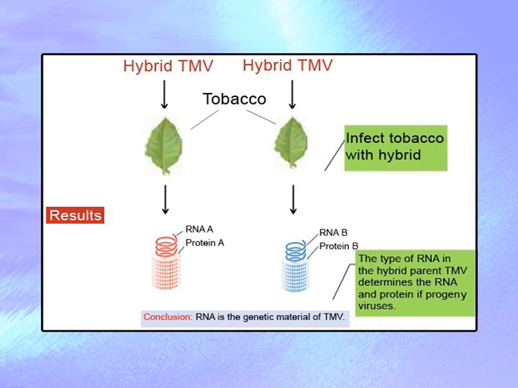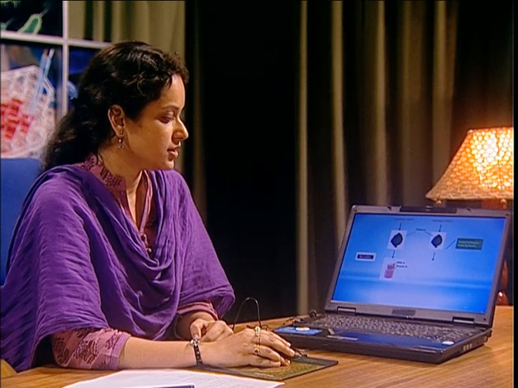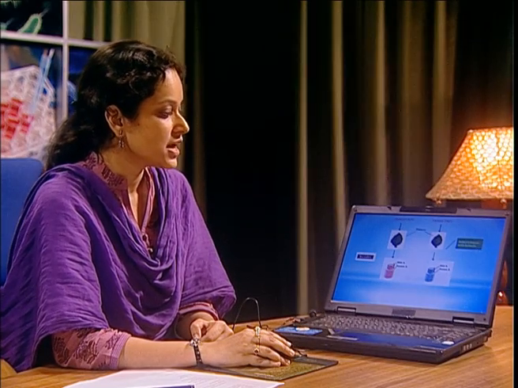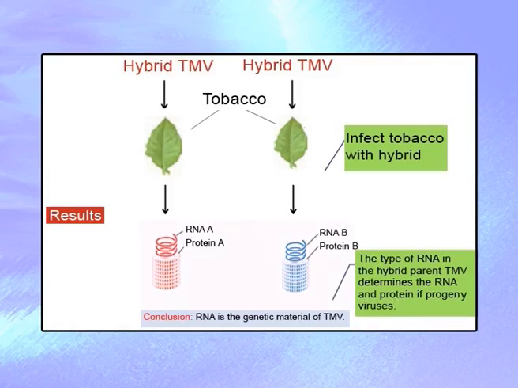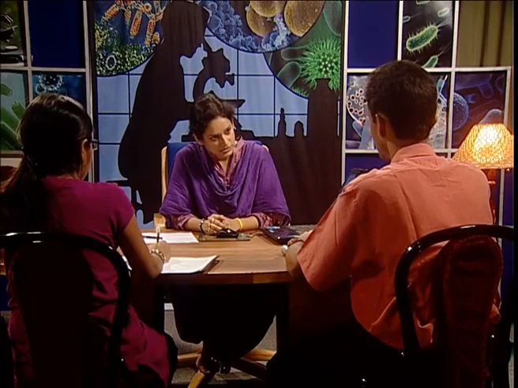On close examination of the progeny viruses, they found that it is the RNA component present in the hybrid tobacco mosaic virus which determines the type of RNA and protein present in the progeny virus. So, in this way, they were able to prove experimentally that it is the RNA and not the protein which serves as genetic material in these kinds of viruses.